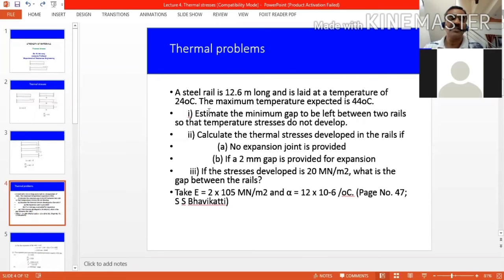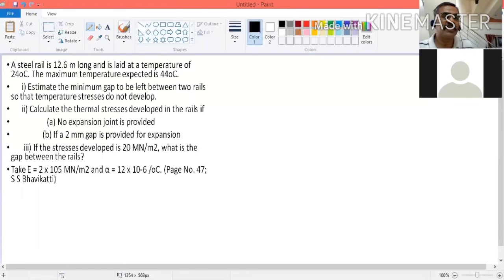Now we solve this problem. First step is, see, here there is a rail. This is a railway track. Another railway track will come after this.